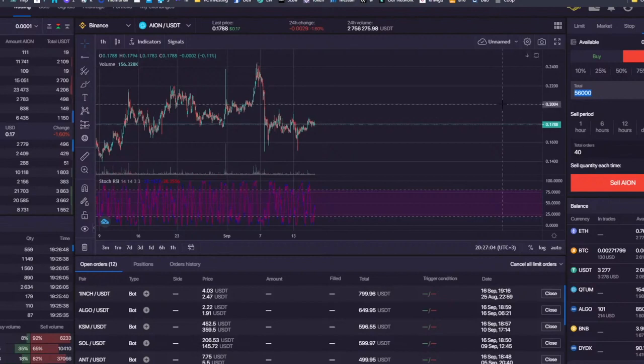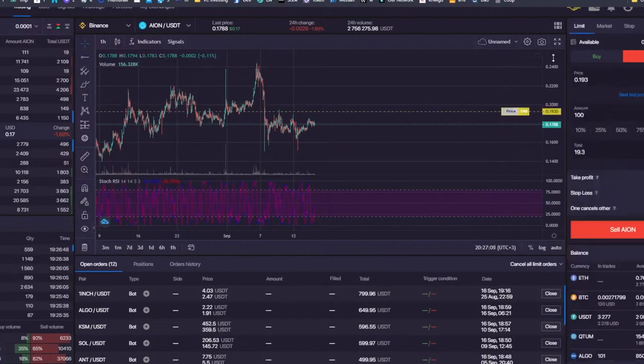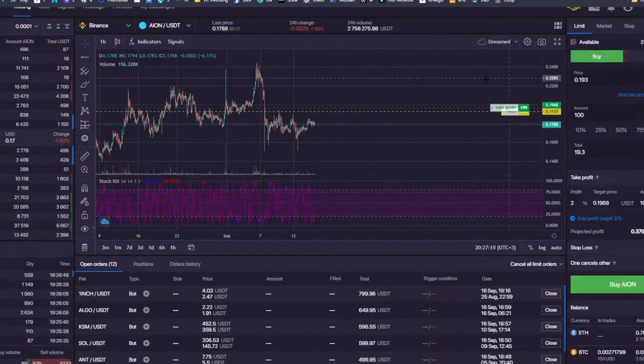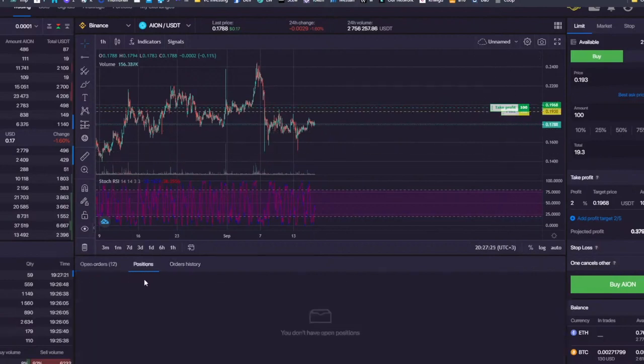So that's pretty much about the orders. What I like about the limit buy order or limit sell order is that you can set multiple take profits. So, for example, why is that? Order positions.